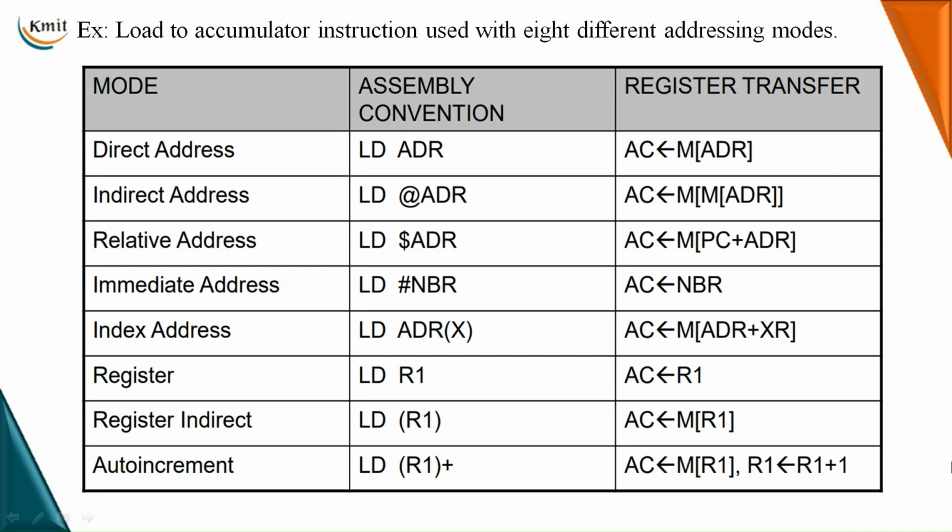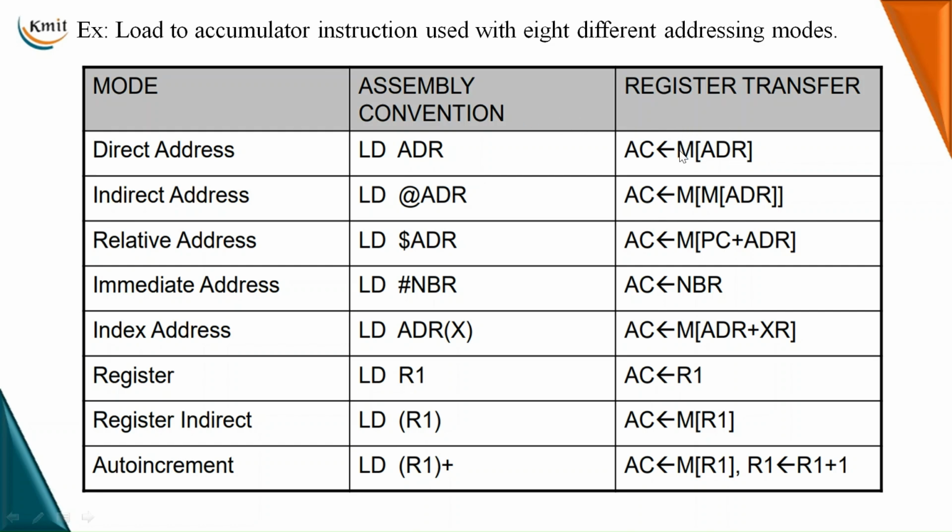Here we are seeing an example in terms of different types of addressing modes. I'm considering an instruction called load to accumulator, and this instruction is executed with different addressing modes. How the data transfer takes place, that is, how the information is transferred from one register to another, is represented here. In the case of direct addressing mode, whatever is there in that particular memory address is loaded. So with load to accumulator, we are loading a value into the accumulator.